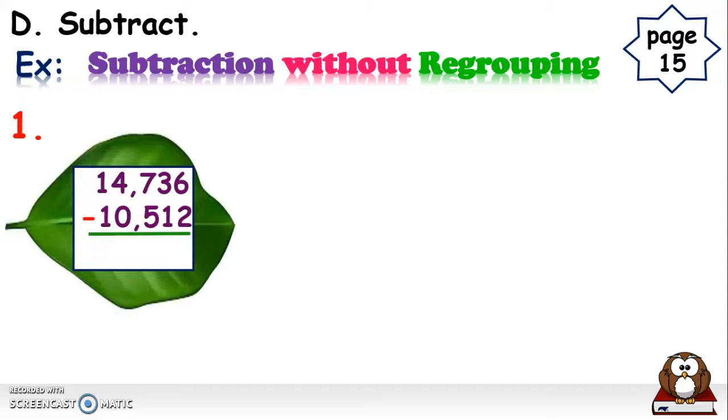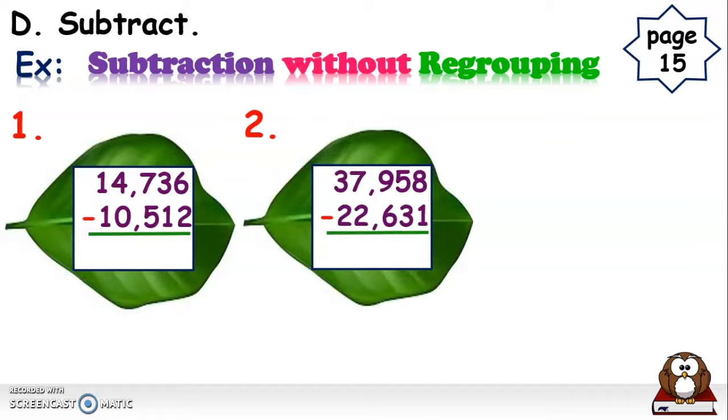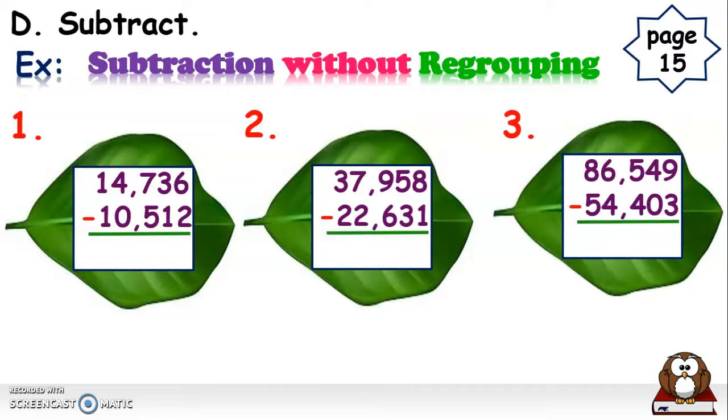Now here is the subtraction equation that you have to answer for number 1. We have 14,736 minus 10,512. For number 2, it's 37,958 minus 22,631. And for number 3, let's try to answer 86,549 minus 54,403. Try to think of your answers for these examples on subtraction without regrouping.